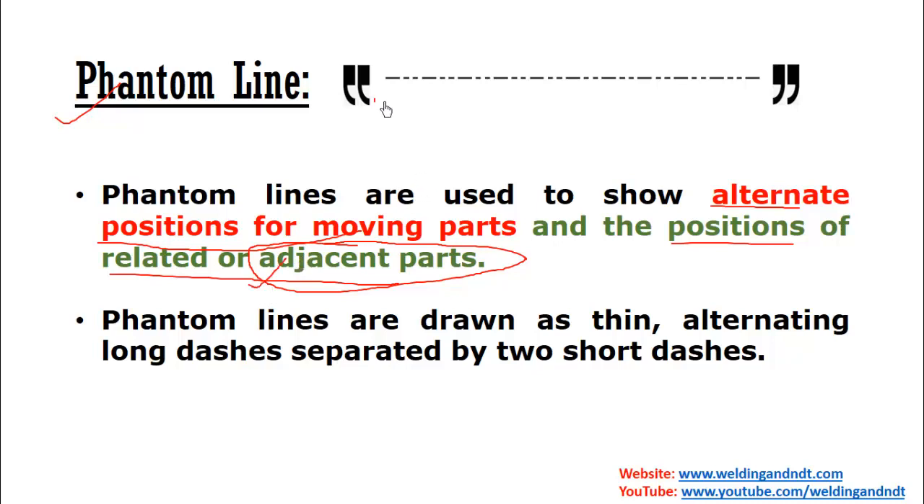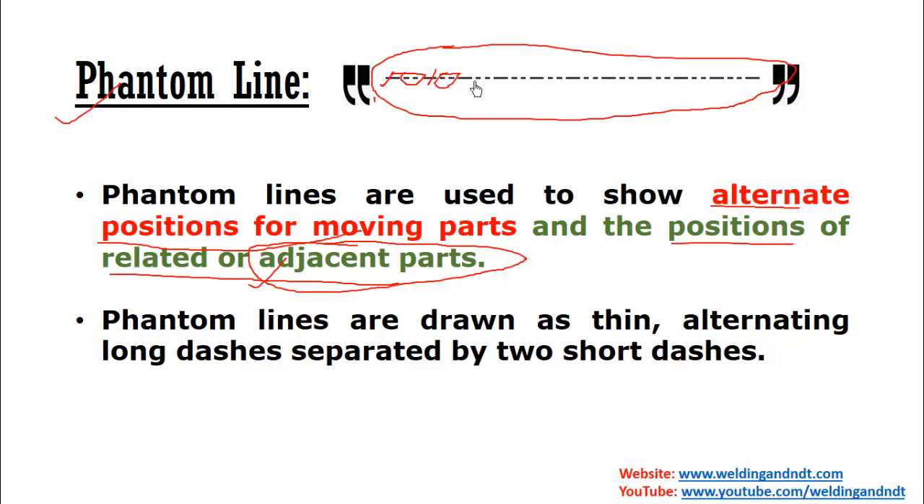So basically a phantom line looks like this: one big dash, then two small lines. See here, one big line, then two small lines are used. Again one big line, two small lines. Here again big line, two small lines. So that is how it is different from the center line. In center line, one big, one small line are there, but in phantom line, one big line will be there, then two small, one big, two small.